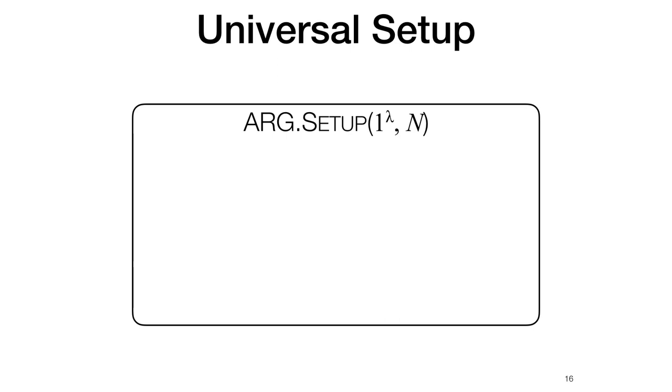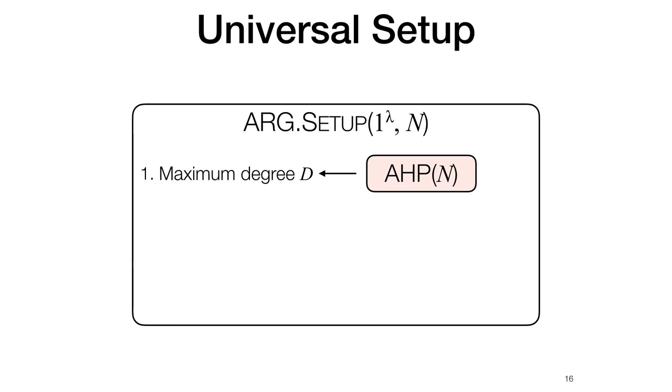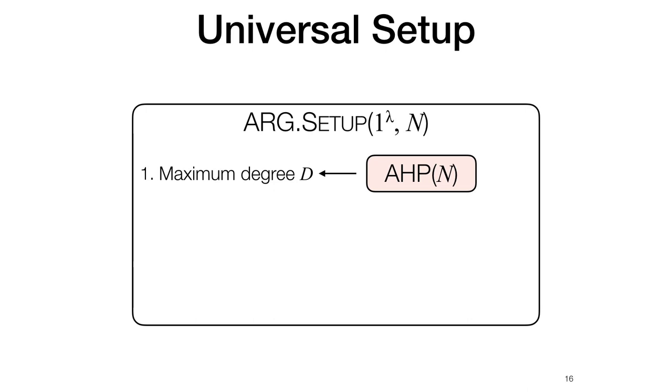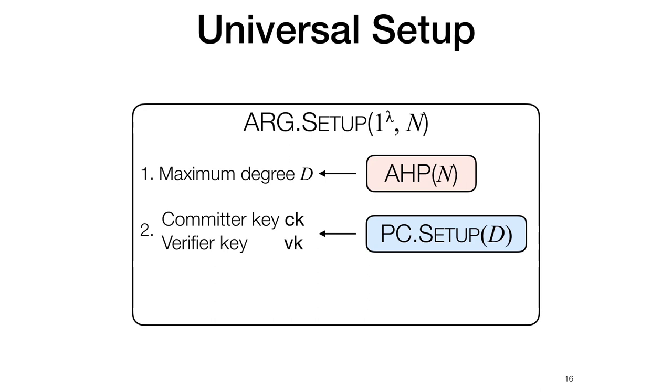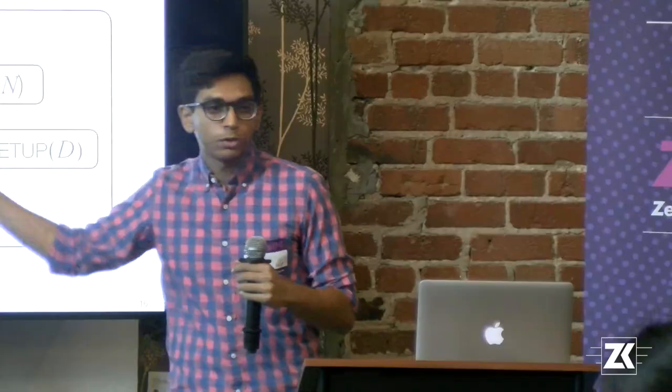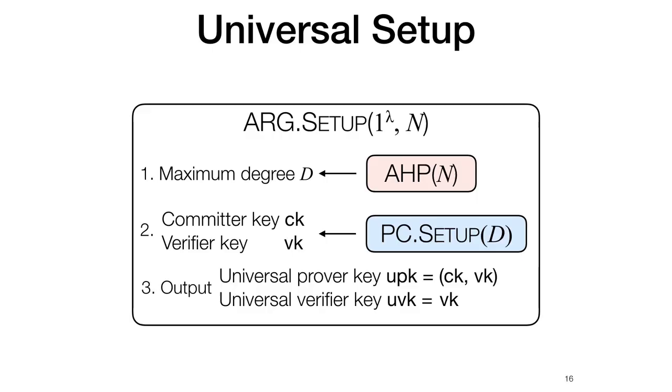In your universal setup, you take in the maximum size of the circuit that you want to support, and you ask the AHP, this is the maximum circuit size that I want to support. What's the maximum degree of the polynomial sent by either the prover or inside the preprocessing step? And the AHP says, okay, the maximum degree is D. Then you run your PC, your polynomial commitment setup, for that maximum degree. Now these keys will support anything that the AHP prover or preprocessing outputs, and you just set these as your universal keys. So that's very simple. Nothing complicated here. You just invoke the polynomial commitment setup.